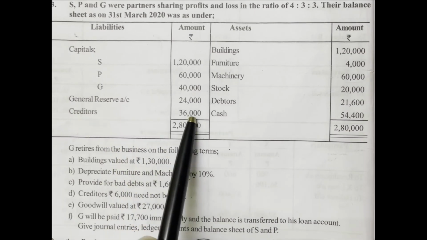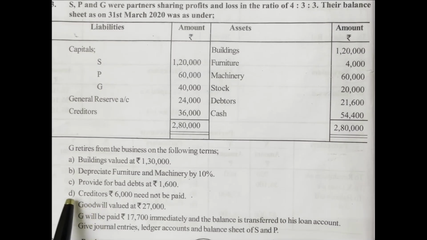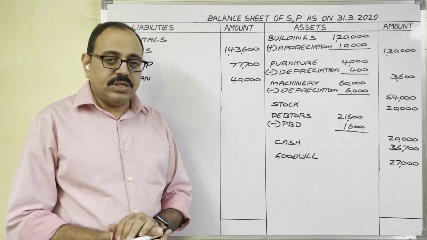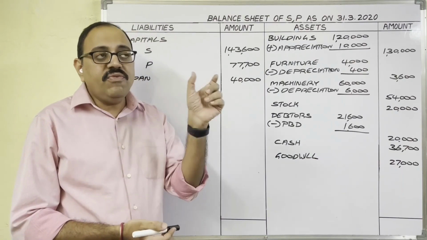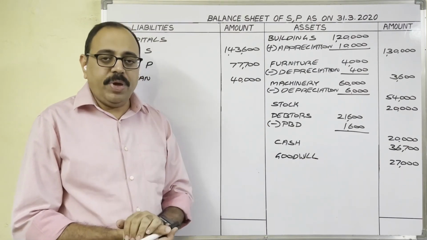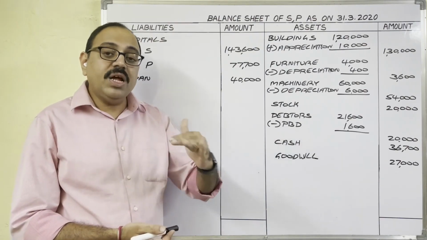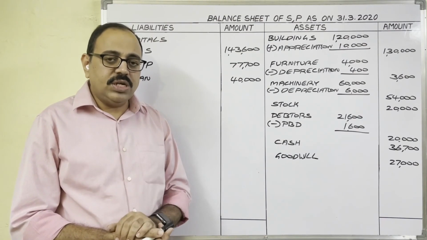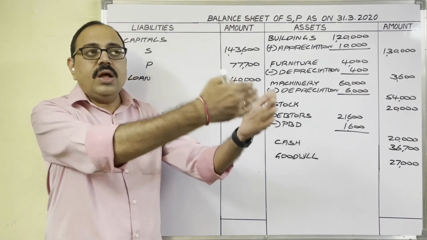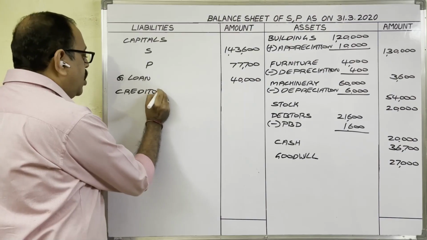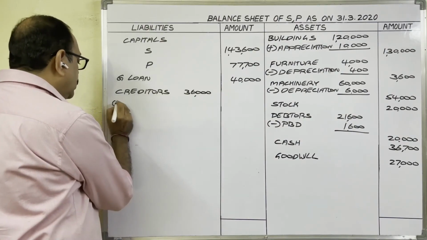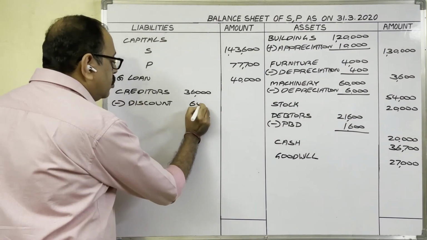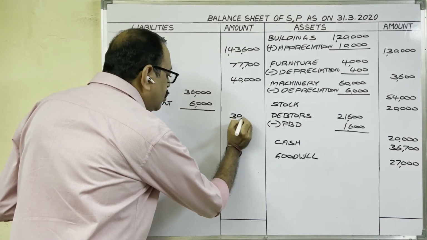Next, creditors 36,000 rupees. See the adjustments. Creditors 6,000 need not be paid. Creditors 36,000 rupees. We have to pay 36,000 rupees to creditors. And in adjustments, he is giving that out of this 36,000, 6,000 we need not pay. So we have to subtract this 6,000 from 36,000. What is the meaning of this 6,000? It is discount. So creditors have given some discount to us. Creditors in the inner column 36,000 rupees minus discount 6,000. In the outer column 30,000 rupees.